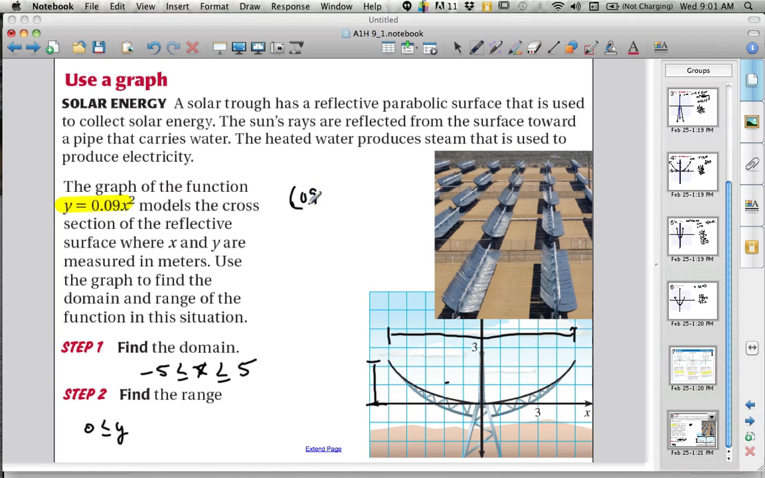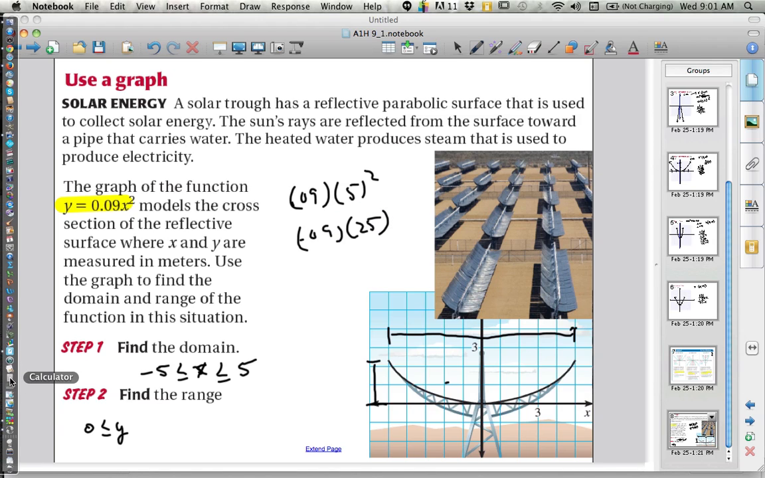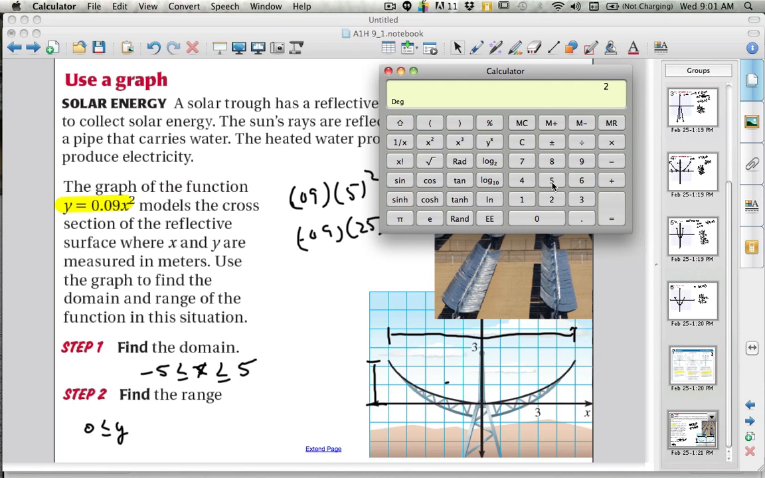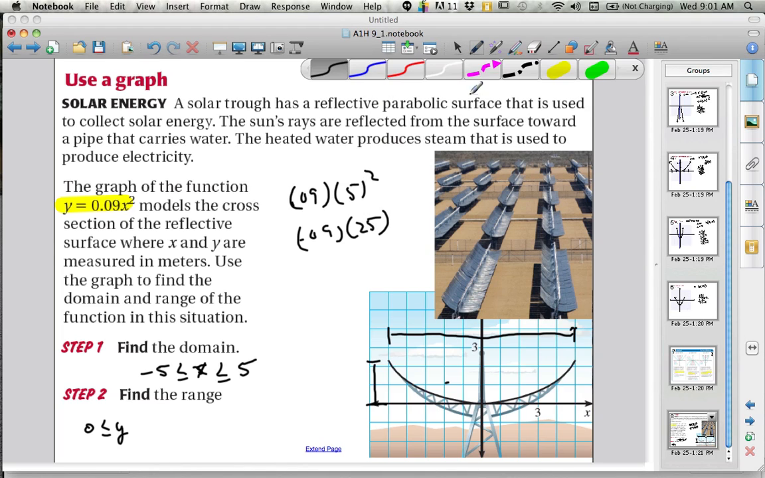So it's 0.09 times 5 squared, which is 0.09 times 25, and I'll whip out a calculator to do that. So I have 25 times 0.09 equals 2 1/4, 2.25. And that's finding the domain and range by reading the graph.